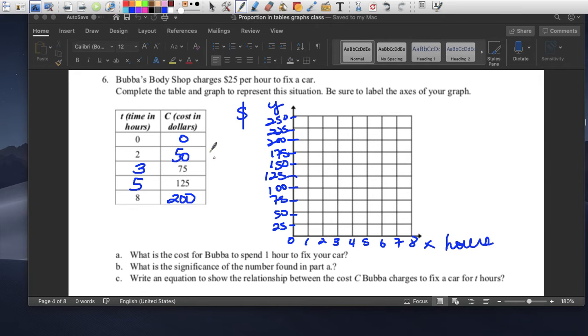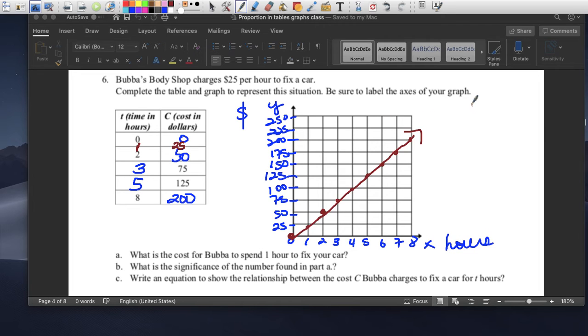So 0 hours, $0. That's our first point. 2 hours, $50. Although you don't have the number 1, can we put it here? What if you worked for 1 hour on your car? That would be 25. So you can fill in what you don't have. Then 3 hours, 75; 5 hours, 125; and 8 hours, 200. So there are all those points on my graph. You could have added the other points, and you notice this creates a nice straight line that goes through the origin.